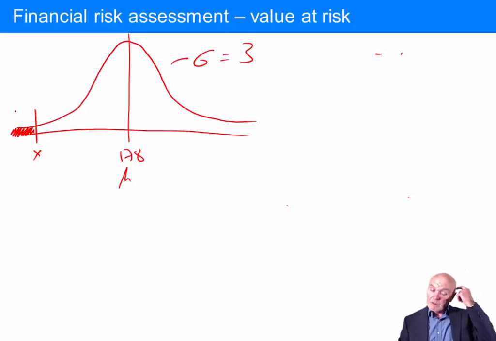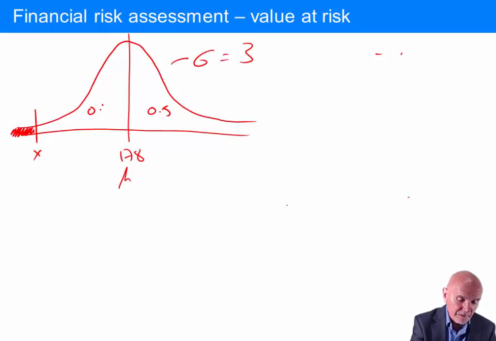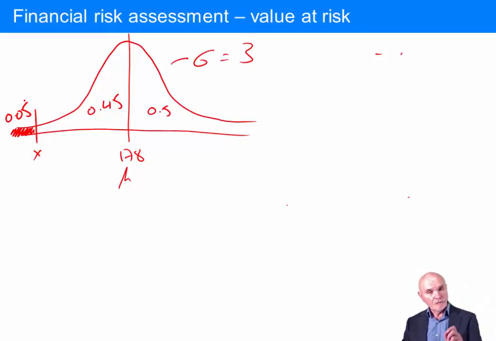Okay. So what we have to do is kind of divide it up. So we've got 50% of people up here, because half is higher, half is lower than the mean. And we must have 45% of people in there. And we must have 0.05 in there. So 0.05 is 5%. Okay.